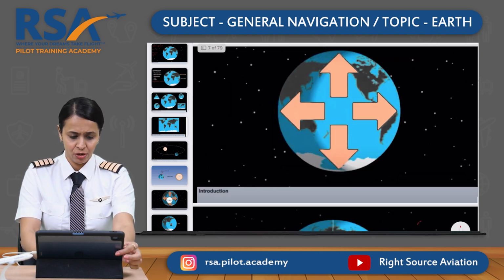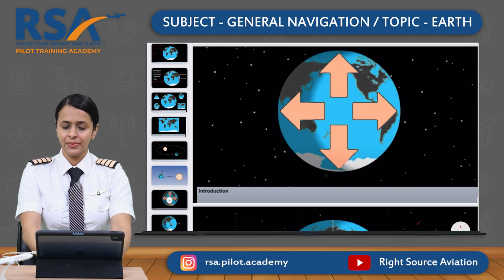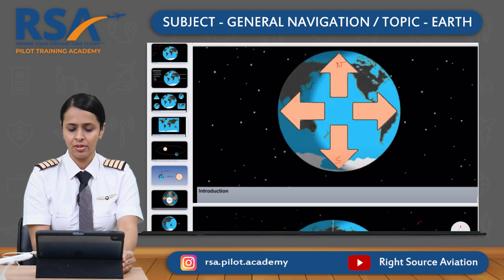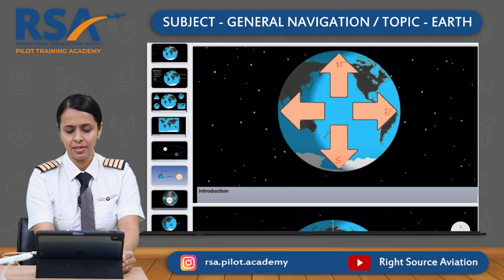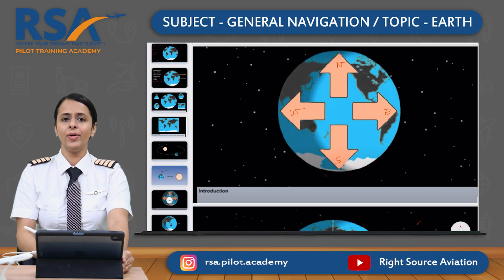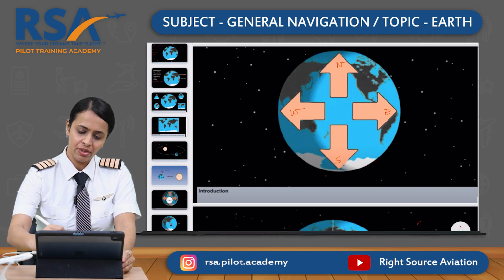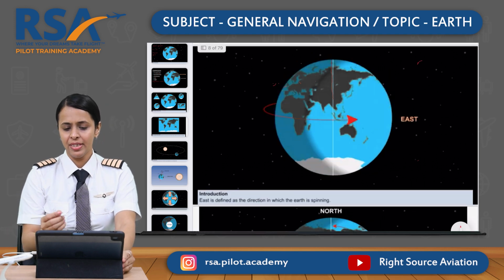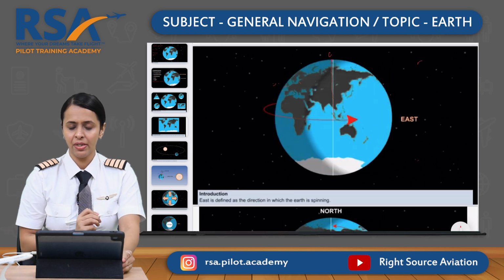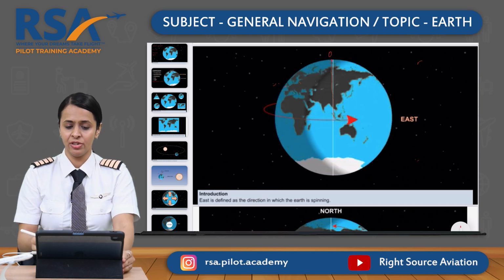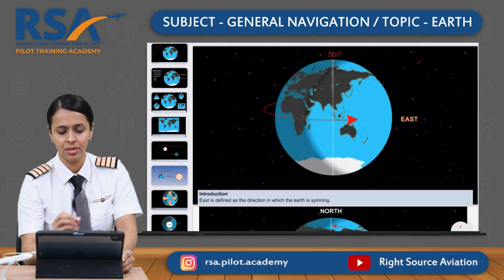Let's look at some directions now. We know that there are four basic directions. This is your north, your south, this is your east, and this is your west. Now we are going to number all these directions. Starting with north, if I draw a line like this, it is starting with 0, but we will always express it in 3 digits and not just 1 digit. So we say this as 0, 0, 0.